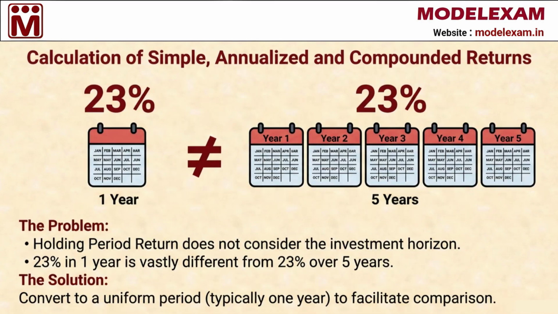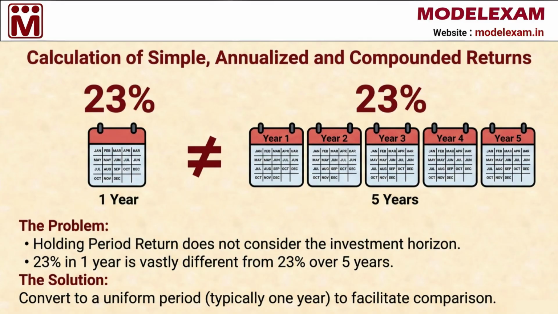But here is the problem with that 23% figure. It tells us how much we made, but it does not tell us how long it took. A return of 23% earned over just 1 year is vastly different from a return of 23% earned over 5 years. The holding period return ignores the investment horizon.